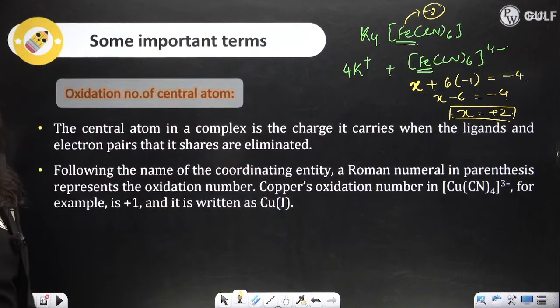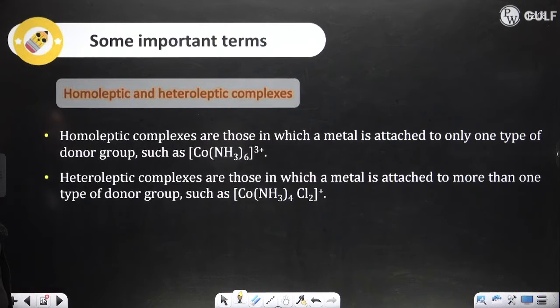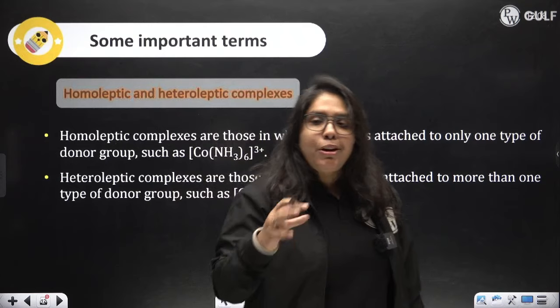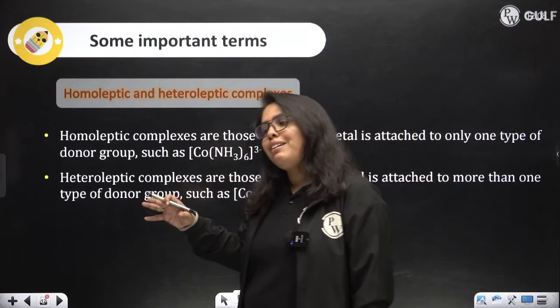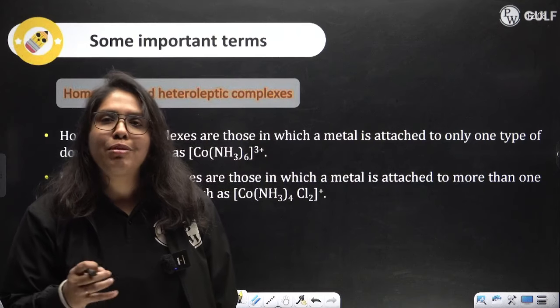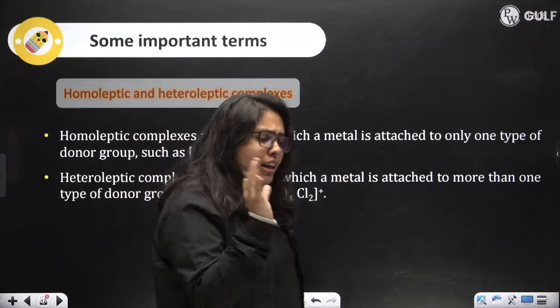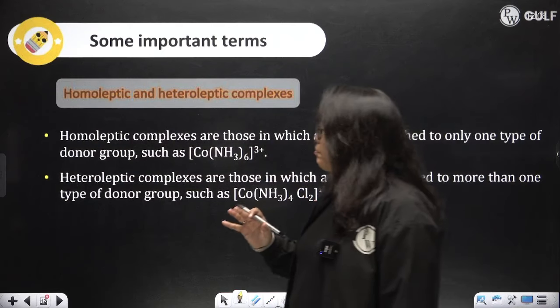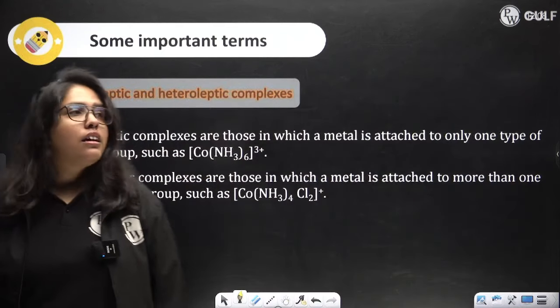As simple as that. This is how you calculate the oxidation number. Homoleptic and heteroleptic. See, beta, homo means same. Leptic, ligands. When all the ligands around the central metal atom are same, it is homoleptic. Hetero means different. If the ligands are different, even if just one is different, then it becomes a heteroleptic complex. All right?